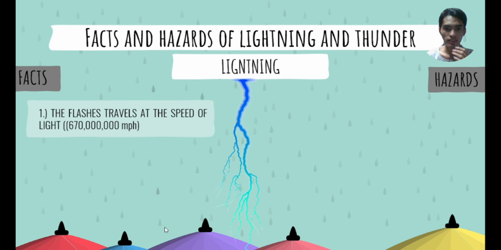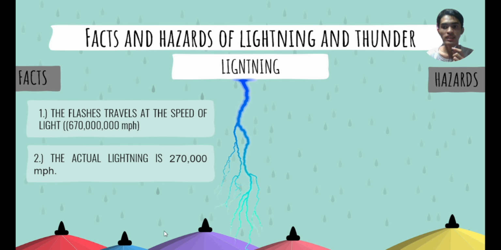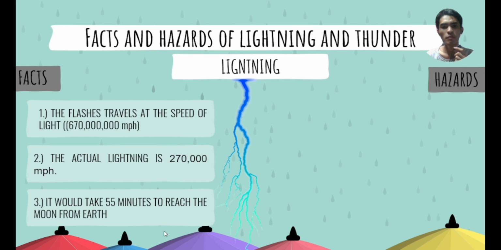Facts about lightning. While the flashes we see as a result of a lightning strike travel at the speed of light, about 670 million miles per hour, an actual lightning strike travels at only about 270 miles per hour. This means it would take about 55 minutes to travel to the moon from Earth, or vice versa.